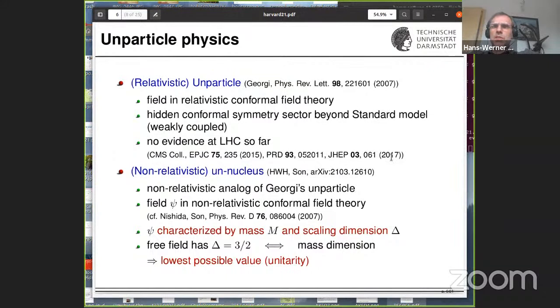And in this case, the field doesn't have to be massless, so it's characterized by a mass and a scaling dimension. And in the free field case, the scaling dimension is just the standard mass dimension that you have for a non-relativistic field theory, and you can show that this is the lowest possible value. So this is a lower bound from unitarity. And all interacting fields have a delta that is larger or equal to 3/2.